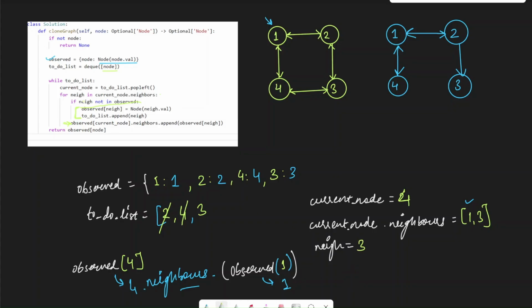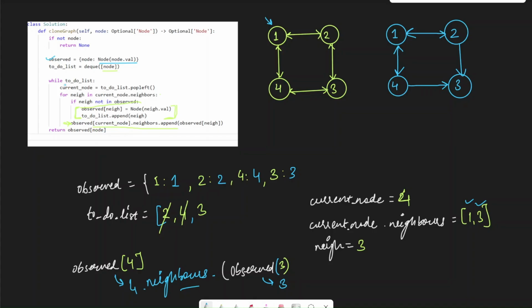Now here we again check if nei is in observed. Yes, it is in observed. In this case, we don't have to run these 2 conditions and we can directly jump over here. So observed of current node, which is 4. So observed of 4 is this 4, which is the clone node. And we are adding neighbors to it and the neighbor would be equal to 3, because nei is 3 over here. So observed of 3 will be equal to this blue 3. So we are saying the neighbor for this 4 is this 3 and we are adding an edge over there. We have evaluated both of these neighbors for 4, so it's done.